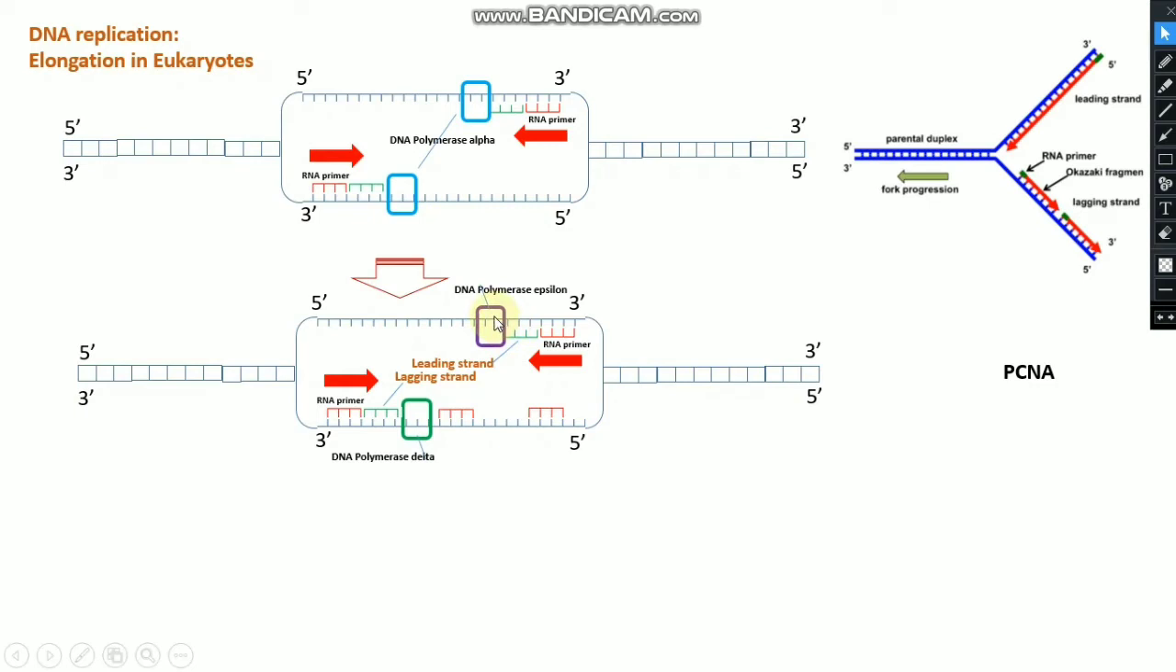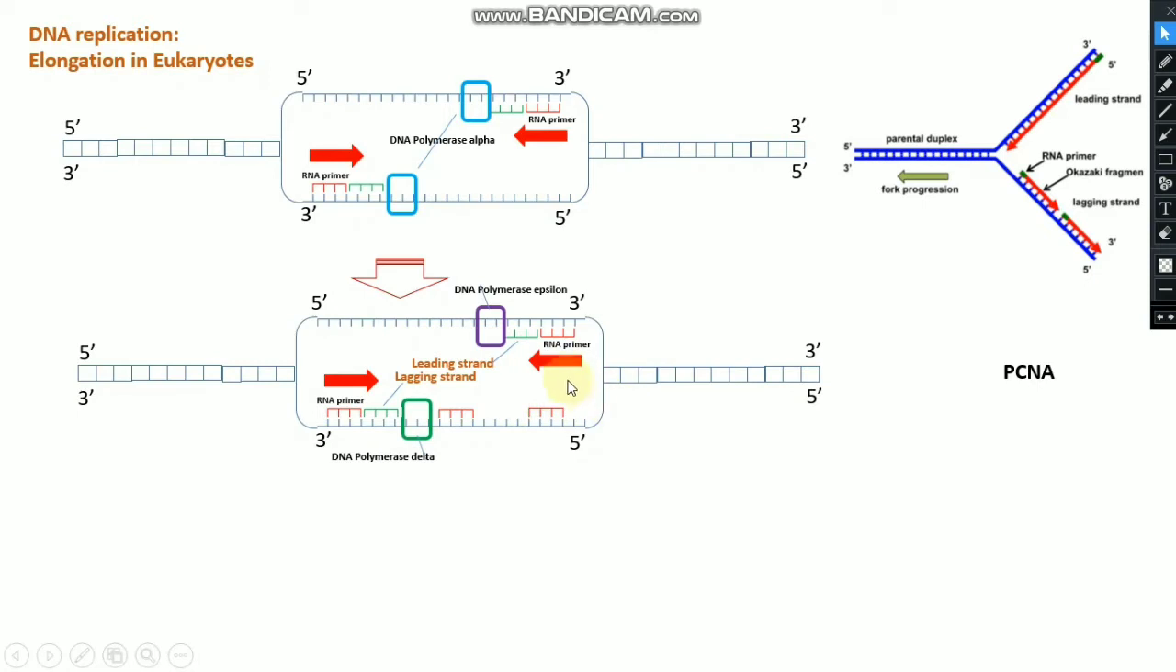Upon the recruitment of the DNA polymerase epsilon and DNA polymerase delta, they keep adding nucleotides from the dNTPs in both strands. Mainly the DNA polymerase epsilon is dedicated to replicating the leading strand. So this one is the leading strand, and the DNA polymerase delta is for the lagging strand replication.